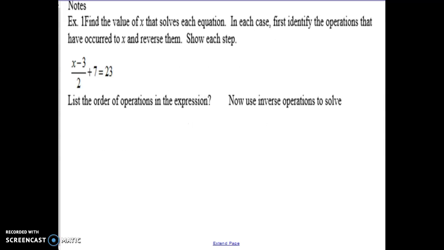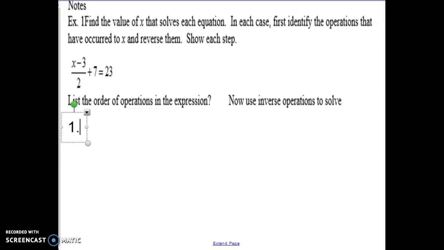So for our first example, let's find the value of x that solves the equation. In this case, identify the operations that have occurred to x first, and then we're going to reverse them. Okay, so if I'm going to undo what's been done to x, I have to know what's happening to x in order for this to work.